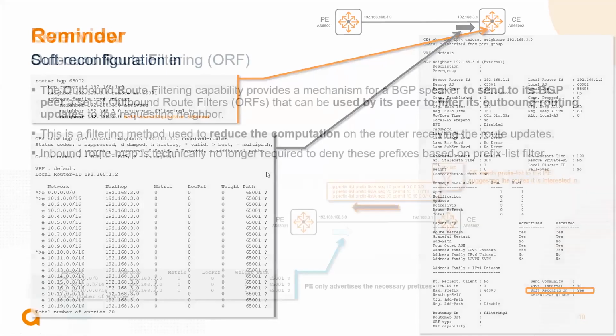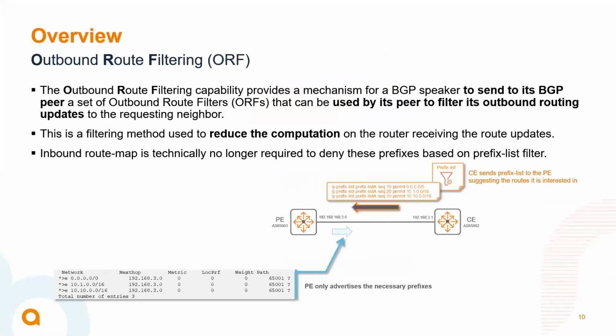So going back to outbound route filtering, this is the capability that provides a way for a BGP speaker to send to its BGP peer, so the CE sending to the PE, a set of route filters that can be used by its peer, so the PE, to filter its outbound routing updates to the requesting neighbor, so the CE in that case. So this is very smart because this is a filter method that is used to reduce the computation on the router that will receive the route updates.